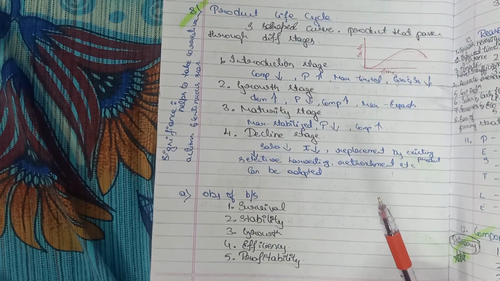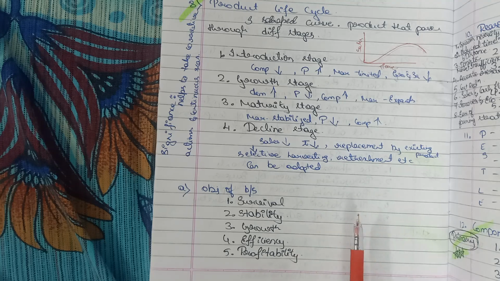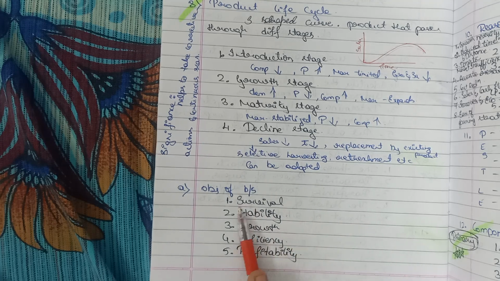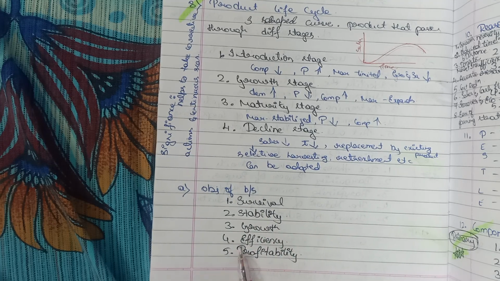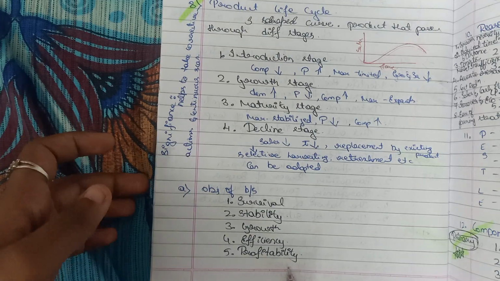What is the objective of business? Not only profit, but there are many other objectives in the business, namely survival, stability, growth, efficiency, and profitability.